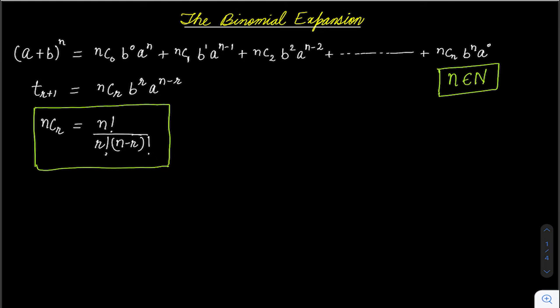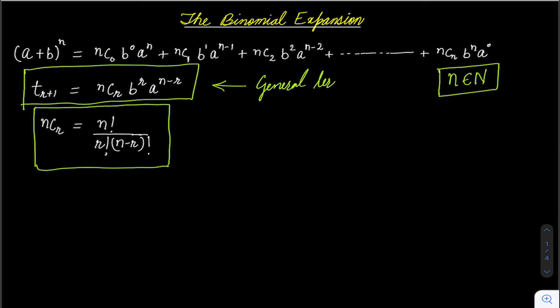Now the most important thing in this is the general term, t r plus 1. This is known as the general term, or you can say the (r plus 1)th term. This is the most important, and we will be using this formula only for solving all the questions. So what is this term? t r plus 1 is equal to nCr b power r a power n minus r. So we need to remember this.